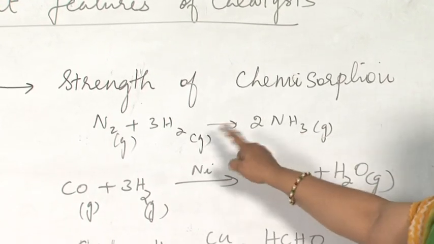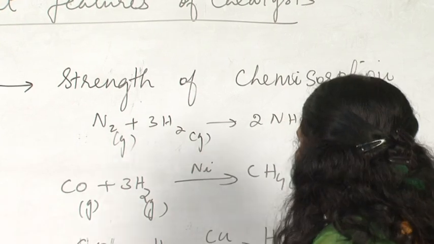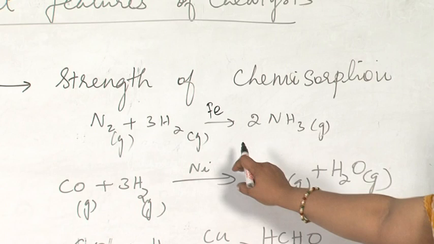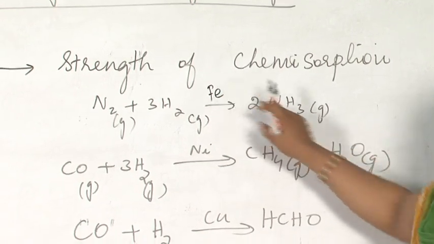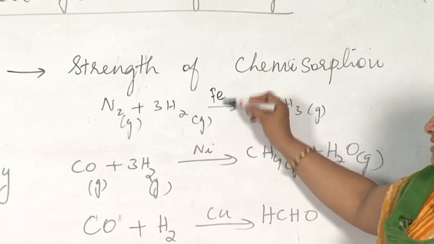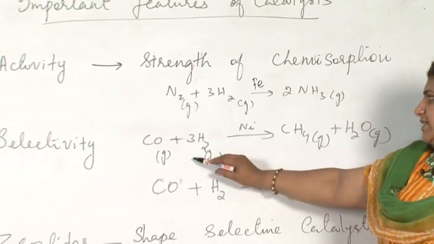See, as you have seen N2 plus 3H2, the catalyst of course is iron, which will give you, Le Chatelier principle also we apply here, but the catalyst will give you a considerable amount of product, meaning it is a very good catalyst, its activity is good. Next comes selectivity.